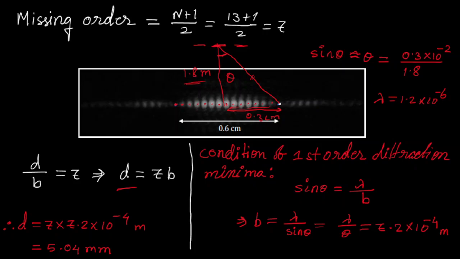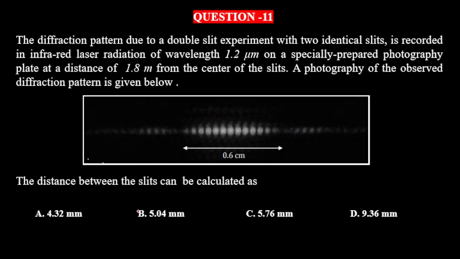So in this question, what will be the correct option? Option B will be the correct option. Here it is written 5.04 millimeter. So the correct option will be option B. Okay, I hope you understood how to calculate this problem.